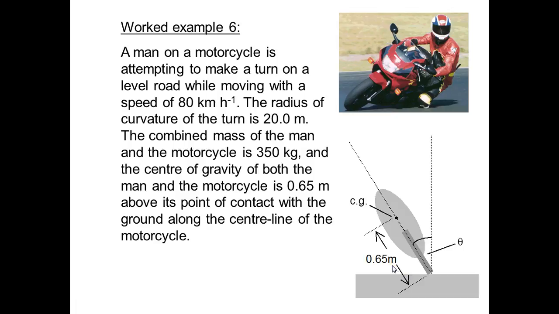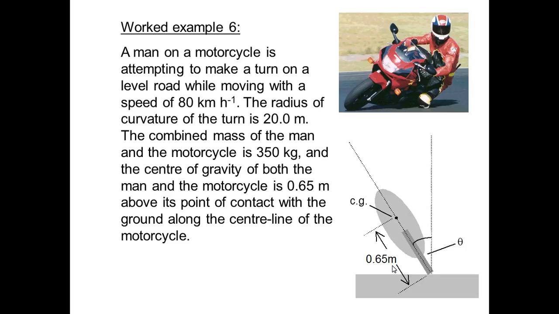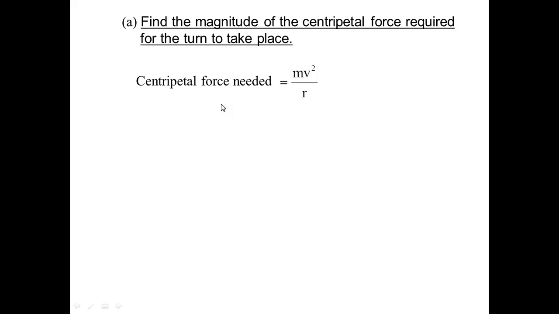Okay, let's take a look at the first question. Part A. Find the magnitude of the centripetal force required for the turn to take place. We need not draw a free body diagram in order to find the centripetal force, because we are given the mass m, the radius r, and the speed v. So we can make use of mv squared over r to find the centripetal force.